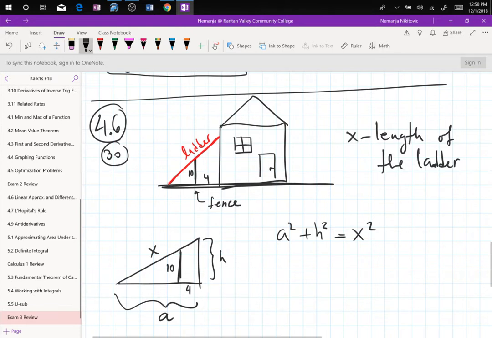We're going to figure out the angle at which X sits, right? Or the length of it. Well, they want the X to be minimum length, so we need to minimize X. Which means that I have to remove both A and H to get them in terms of X, and then we can differentiate, right?